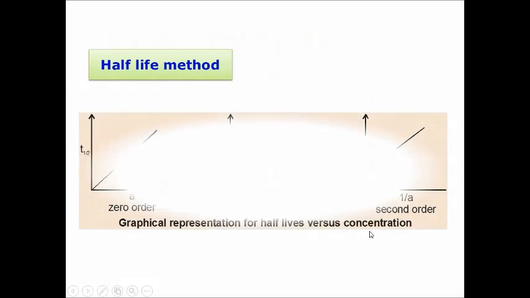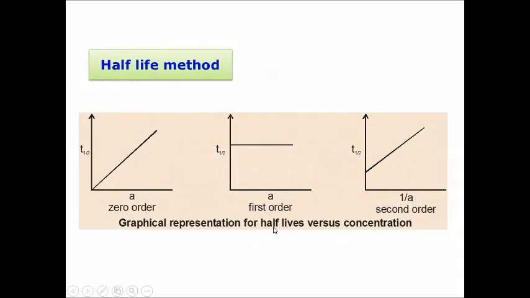And the last one is the graphical representation for half-lives versus concentration. For the zero order, half-life versus concentration is an increase. For the first order, it is what? Constant. It is independent of the concentration. That's why. Then, what about the second order? Again, increase is there, but with the intercept. So these are the graphs for the half-life versus concentration.